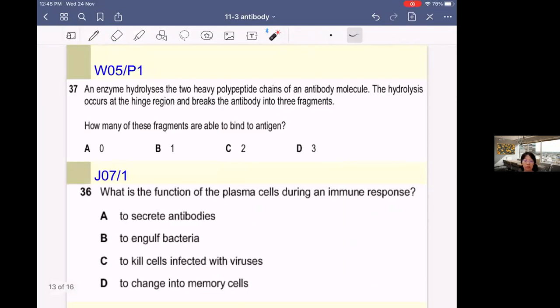Next question, 37. An enzyme hydrolyzes the two heavy polypeptide chains of an antibody molecule. The hydrolysis occurs at the hinge region and breaks the antibody into three fragments. How many of these three fragments are able to bind to antigen? Okay, type your answer.